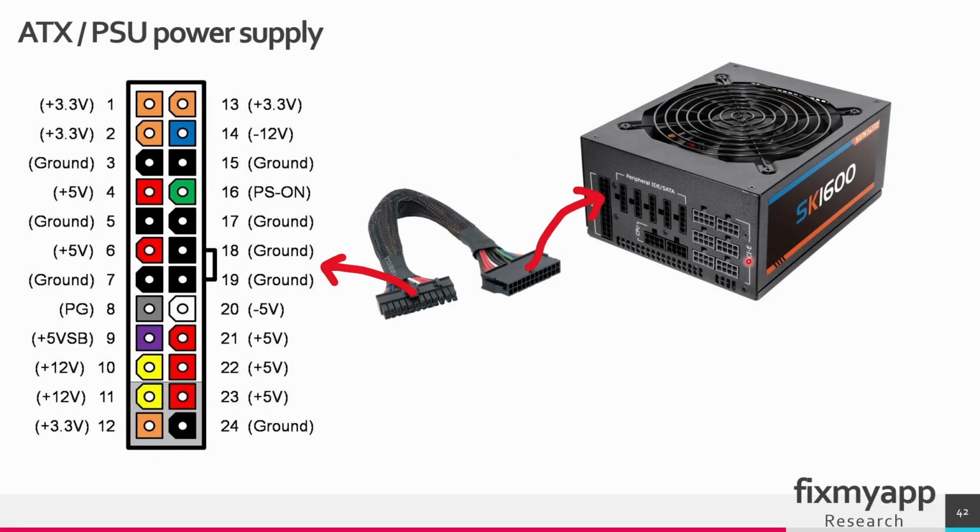This is how an ATX power supply looks. An ATX power supply is a type of power supply unit designed to provide electrical power to desktop computers that follow the ATX form factor standard.